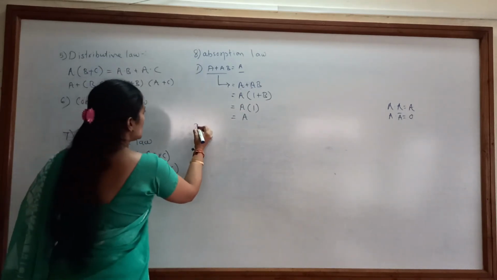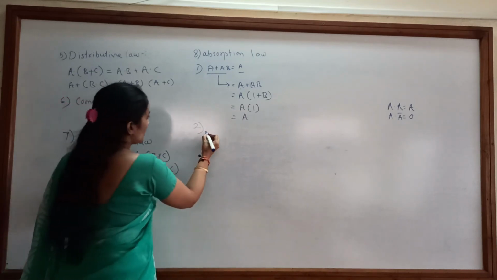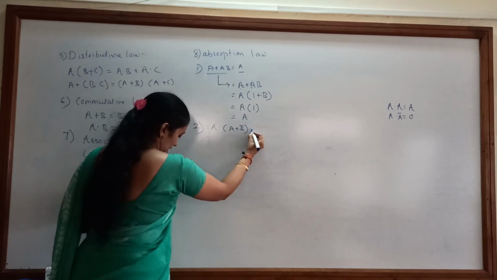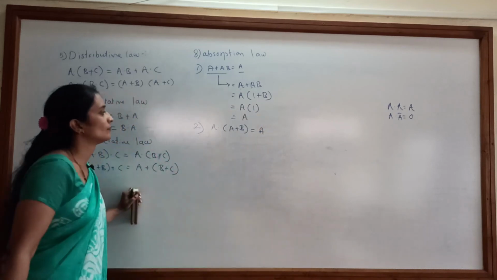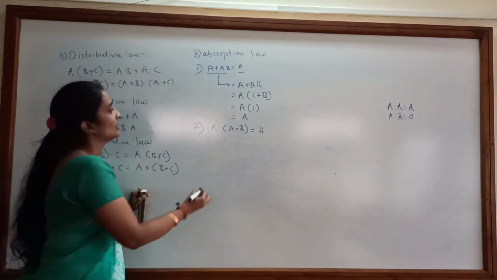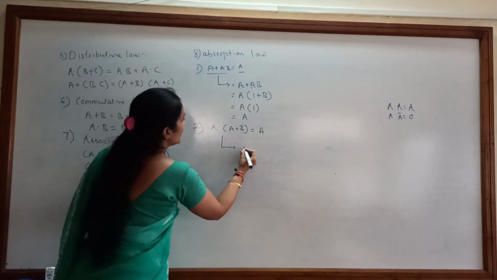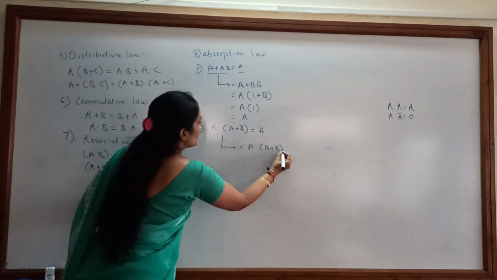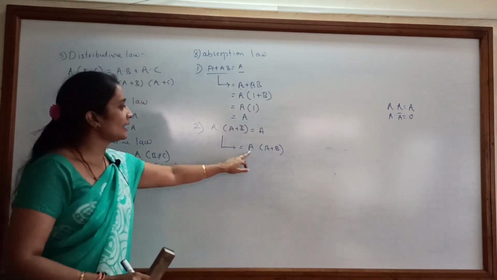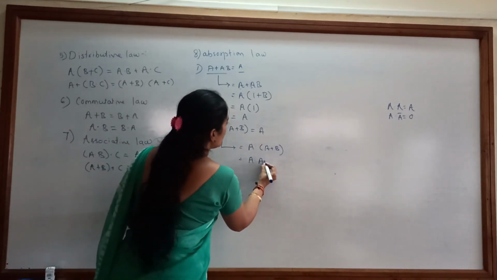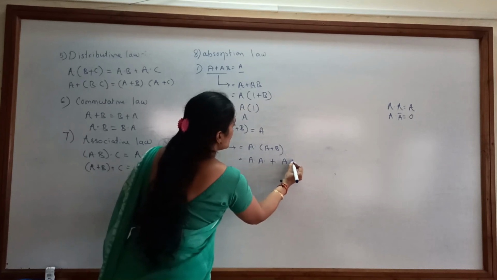Second absorption law is A into A plus B is equal to A. To prove this, we will take LHS. A into A plus B. Multiply this A in the bracket, we will get A into A plus A into B.